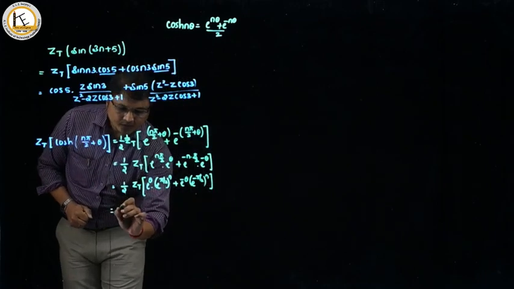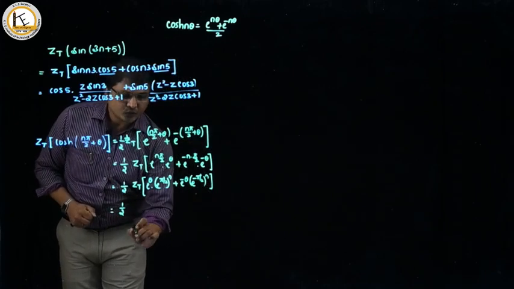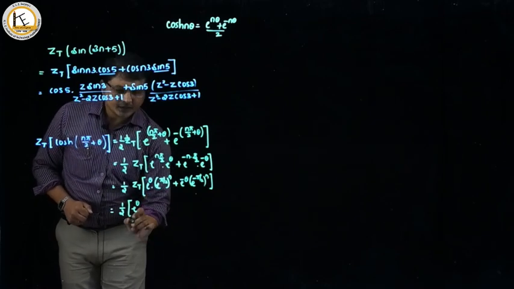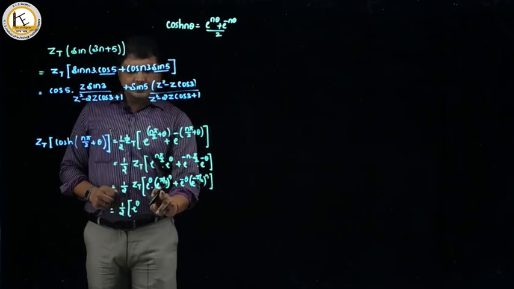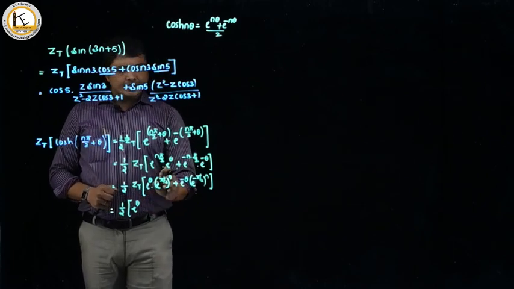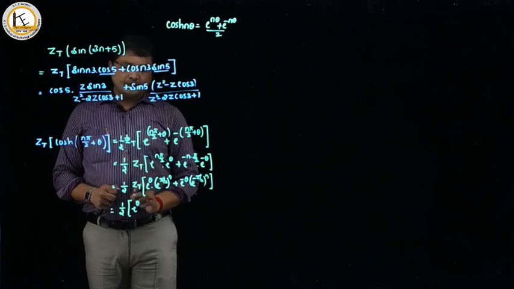Now next step, 1 by 2 as it is. Obviously e raised to theta will be constant. Now writing the Z transform of e raised to pi by 2 the whole raised to n. Obviously we can compare this with k raised to n.